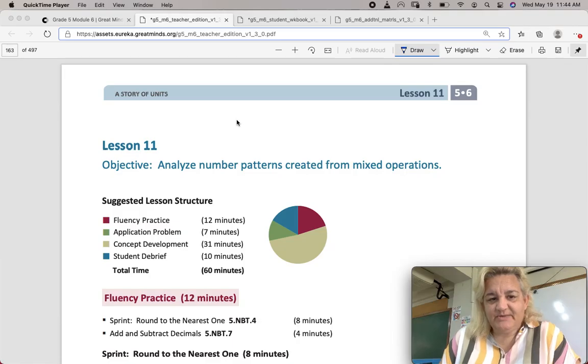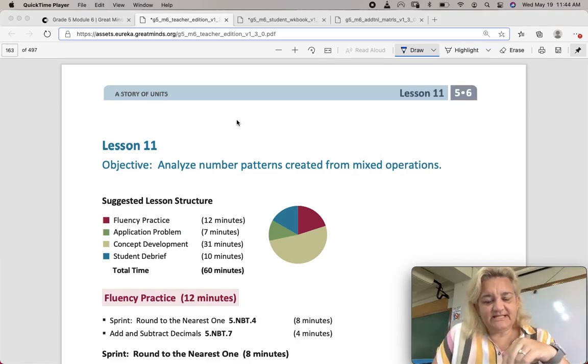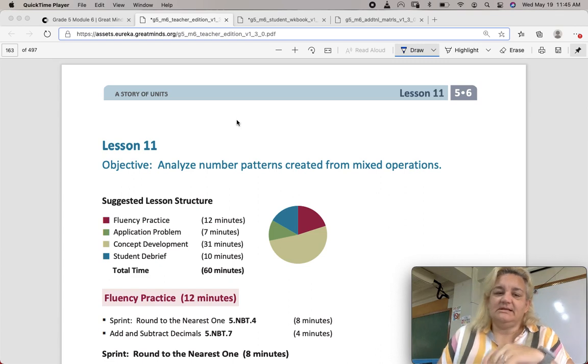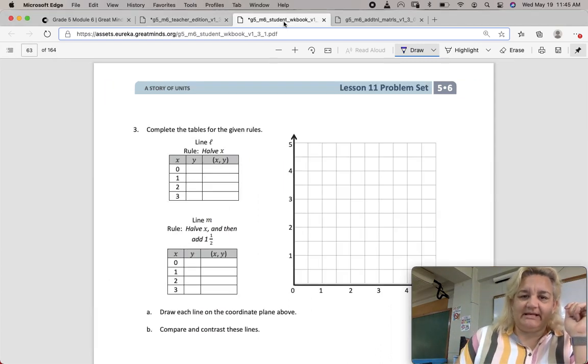This is Eureka Math. We are in Module 6, Lesson 11, and our objective today is to analyze number patterns created from mixed operations. So let's dig into this for a second here.